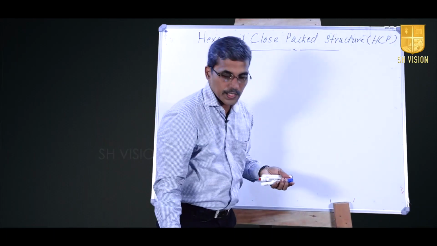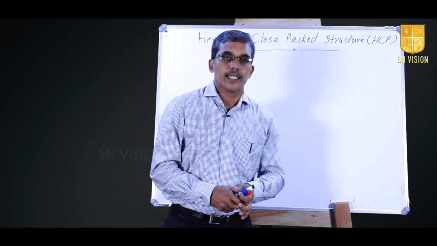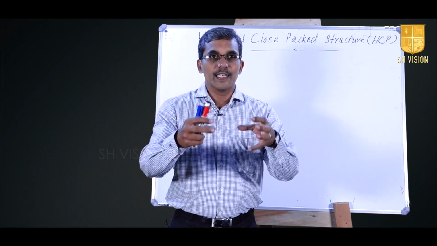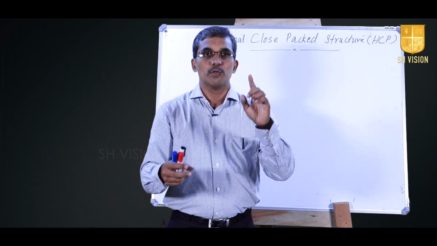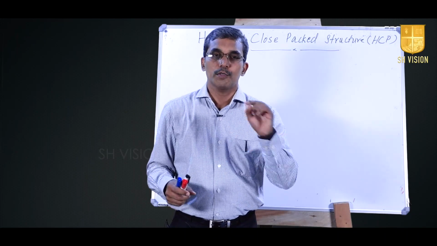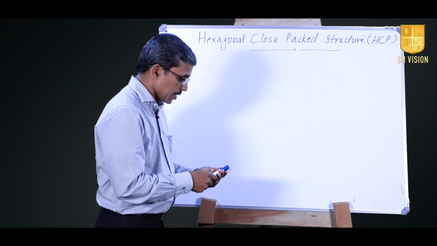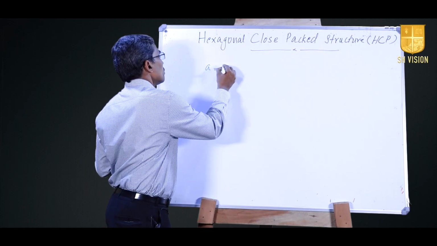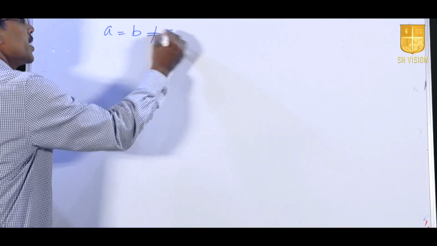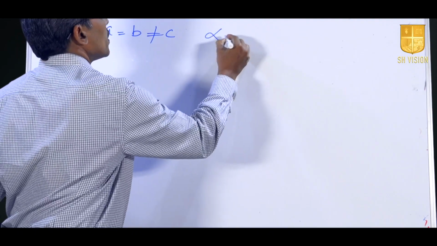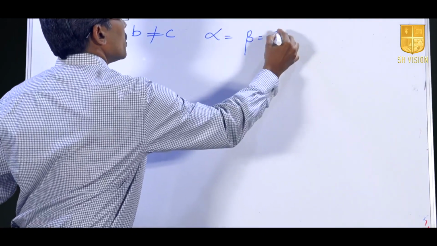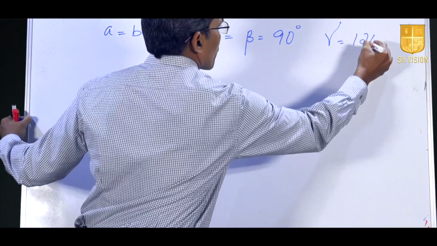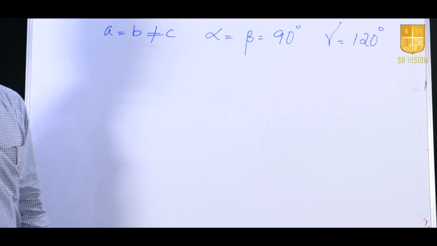So, now we have that hexagonal close packing. Hexagonal close packing is actually a close packing of hexagonal Bravais lattice, which is having 2 atoms per unit cell. So, normally hexagonal Bravais lattice is defined as a = b but not equal to c, and alpha = beta = 90 degree and gamma = 120 degree. This is our hexagonal Bravais lattice.